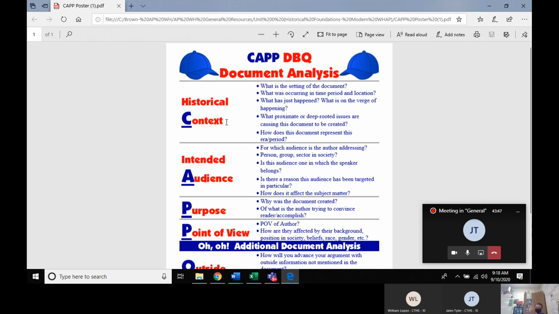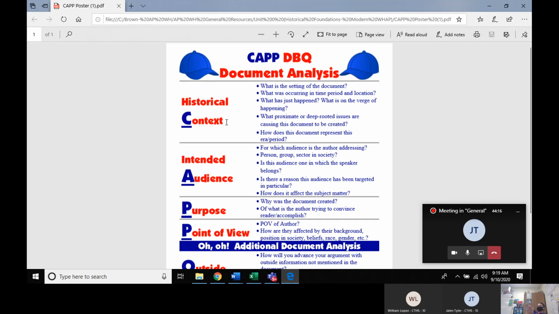So if you look up here, what is the setting of the document? Where is this going on? What was occurring in the time period and location? If you know about the time period, like the classical era that we've been talking about, you at least have some frame of reference to go off of. What has just happened? What's on the verge of happening? What are the approximate or deep-rooted issues causing the document to be created? How does this document represent this era and period?